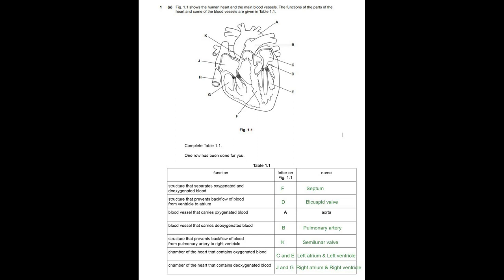Next question. Structure that prevents backflow of blood from pulmonary artery to right ventricle. The letter on figure 1.1 is K and the name is semilunar valve. Chamber of heart that contains oxygenated blood. The letter on figure 1.1 is C and E. The name is left atrium and left ventricle. C is left atrium and E is left ventricle. Chamber of the heart that contains deoxygenated blood. The letter on figure 1.1 is J and G and the name is right atrium and right ventricle. J is right atrium and G is right ventricle.